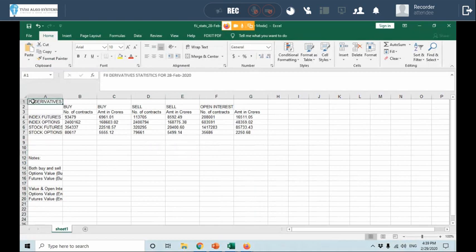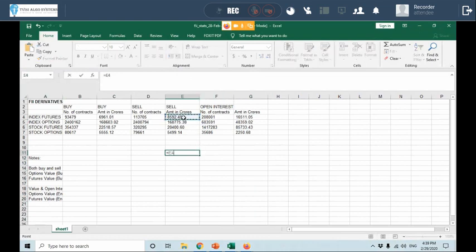So this is only FII data. They bought contracts worth this amount and sold this much. In net, this was the amount. This is the open interest. This is the amount that they have sold: bought is this and selling is this. So they have sold 1,631 crores net, as of 28th of February.